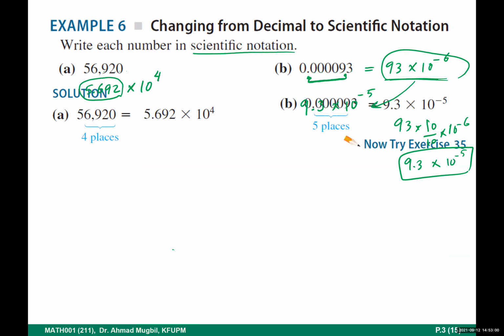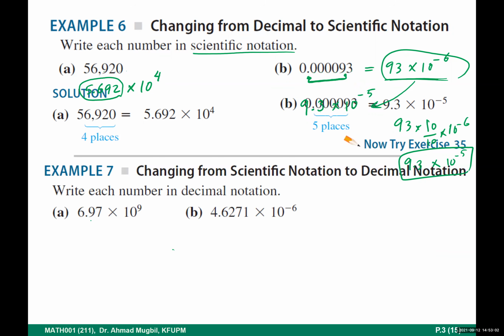Let's take one more example about writing. If you have it in the scientific notation, how do you write it in the decimal notation? How to do that? It is easier than example number 6. What you can do here is just move this. This is of course a very huge number. The power here is positive.